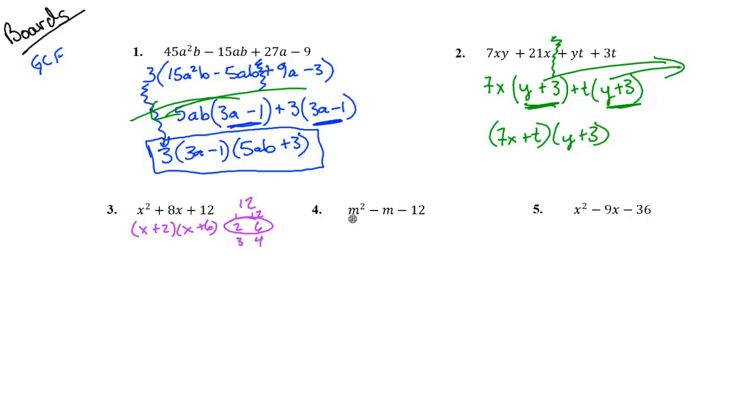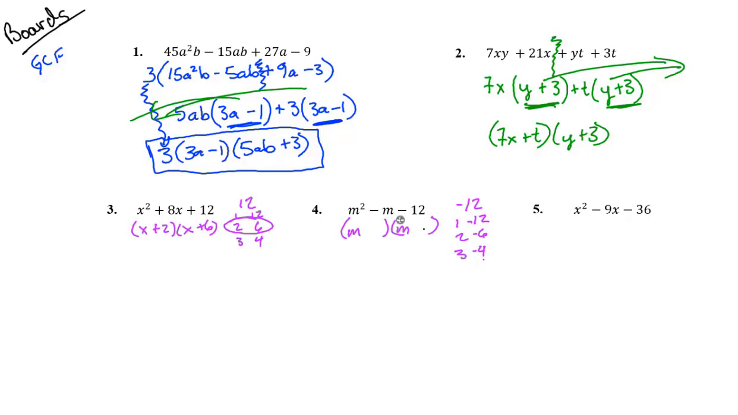Number 4. In this case, m's are what we have. So an m here and an m here. And we have, this is a negative 12. So again, 1 and 12, 2 and 6, 3 and 4. But since it's negative, these have to be opposites. So like a negative 12 and a positive 1, or a negative 6 and a positive 2, or a negative 4 and a positive 3.